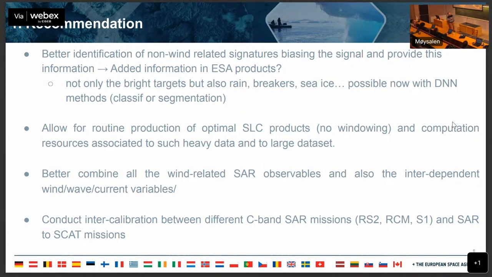The third one is to better combine, as we said, all the wind-related SAR observables, but not only for the wind, but to look at the interdependency for the wind, wave, current retrieval. And finally, but not least, I'm sure you've heard about the requirement to have better intercalibrated products between the different SAR, but also between the SAR and the SCAT. So it is important that even if we have different instruments, we manage to measure the same thing. And I think there is some work to define some best practices, some benchmark, to make sure that in the end we manage to retrieve winds that are consistent between those different ones.